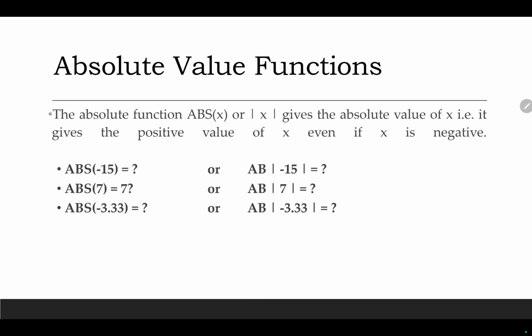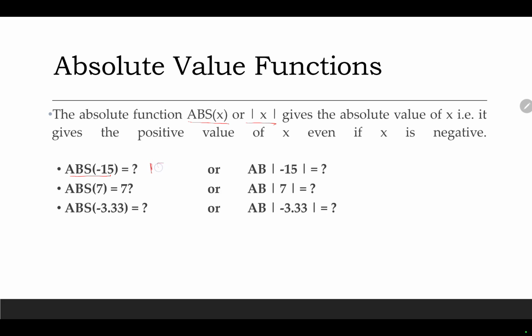The next one, absolute value function. We denote the absolute value function as abs of x or mod of x. It gives the absolute value of x, that is, it gives the positive value of x even if x is a negative number. It will give only the positive value even if it is a negative number. So you can take the absolute value of minus 5. What will happen? We will remove the negative sign, right?